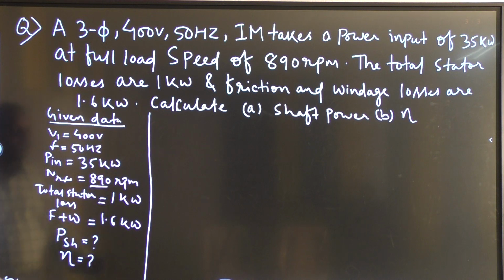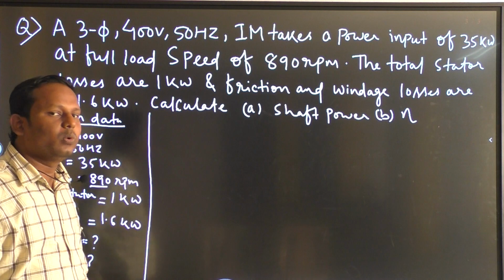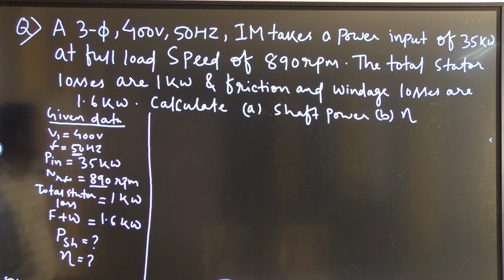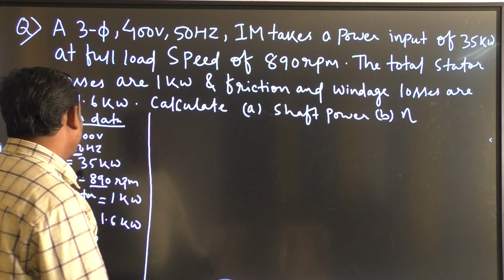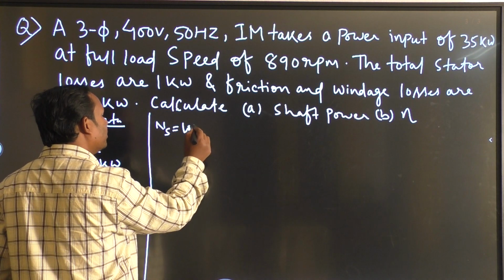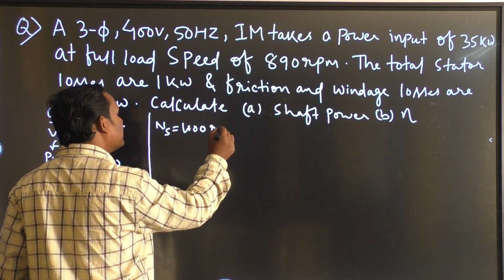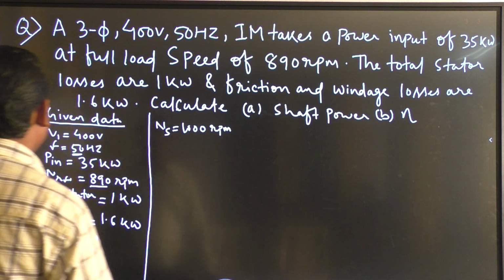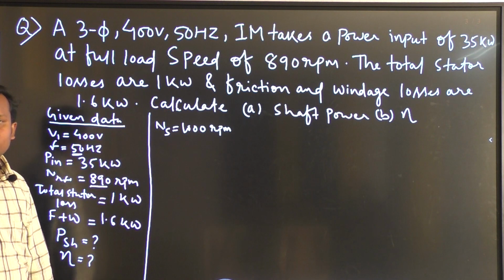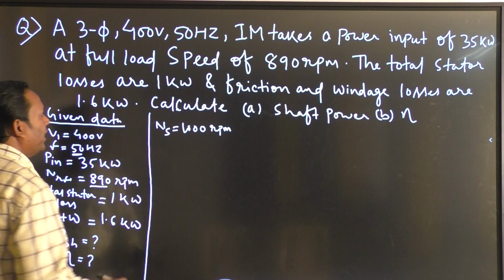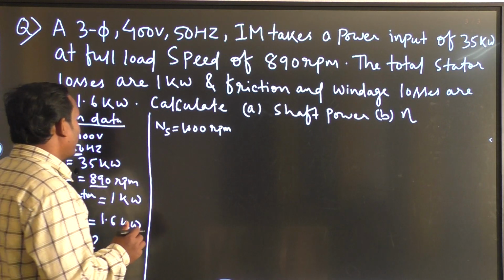From here you know that the rotor speed is 890 rpm. You have to find the nearest synchronous speed. For a 50 Hz machine, the nearest synchronous speed will be 1000 rpm. Your NS will be 1000 rpm. Because if the synchronous speed is nearest to the rotor speed, then your slip will be minimum, rotor copper losses will be minimum and air gap power will be maximum. So you have to choose the nearest synchronous speed, that is 1000 rpm.